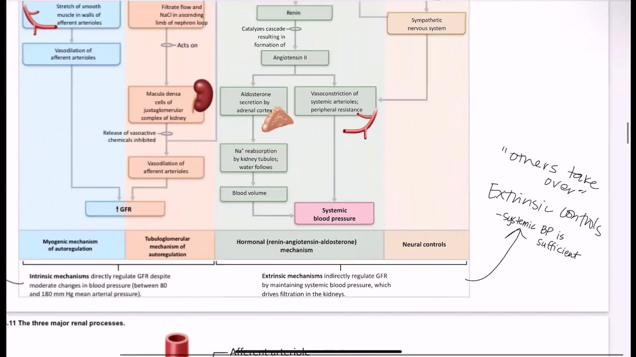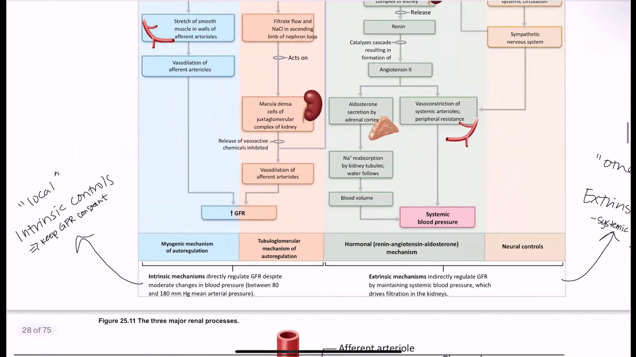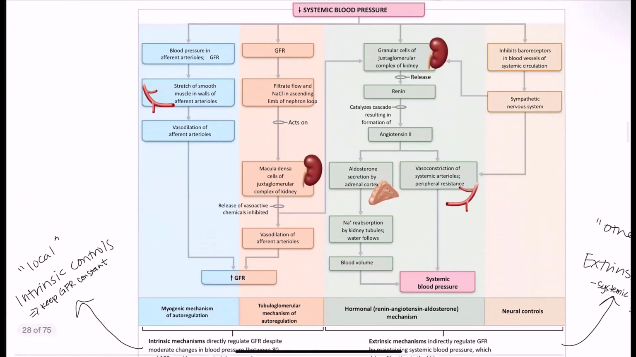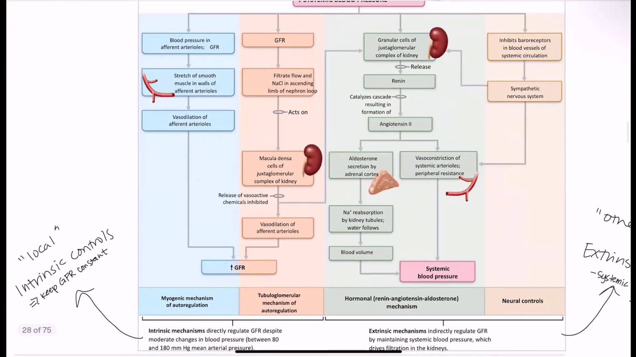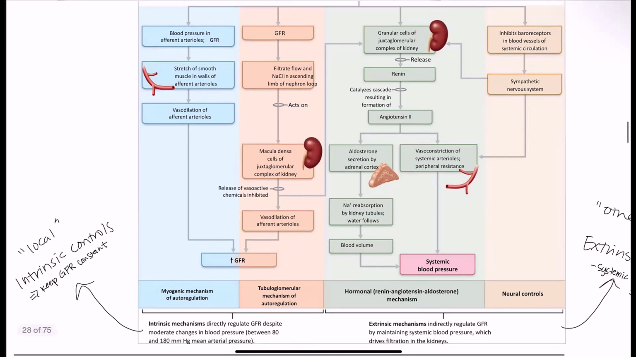So let's talk about the intrinsic controls first. When it comes to intrinsic controls, we have two major controls here. We have myogenic in the blue, and the orange is called tubuloglomerular. I'm going to zoom in first on the myogenic mechanism, the blue one.